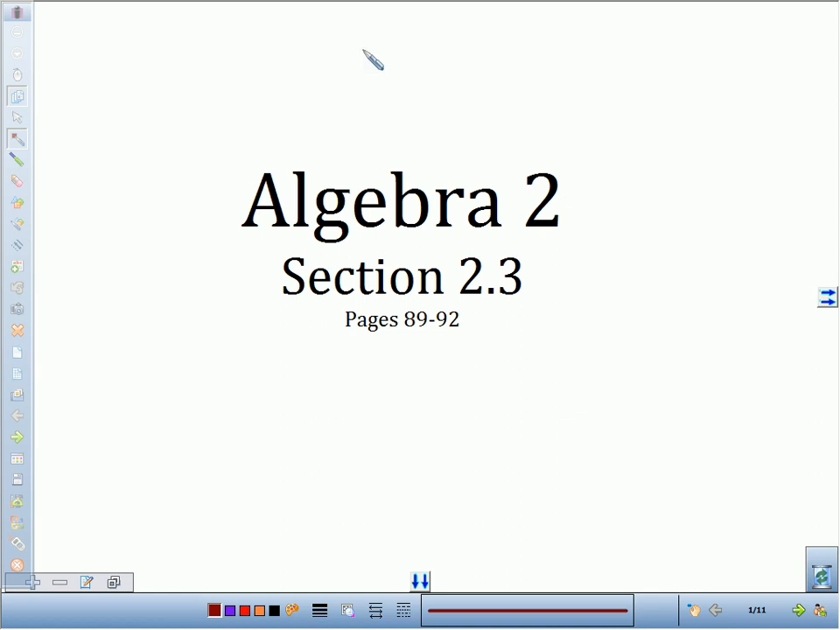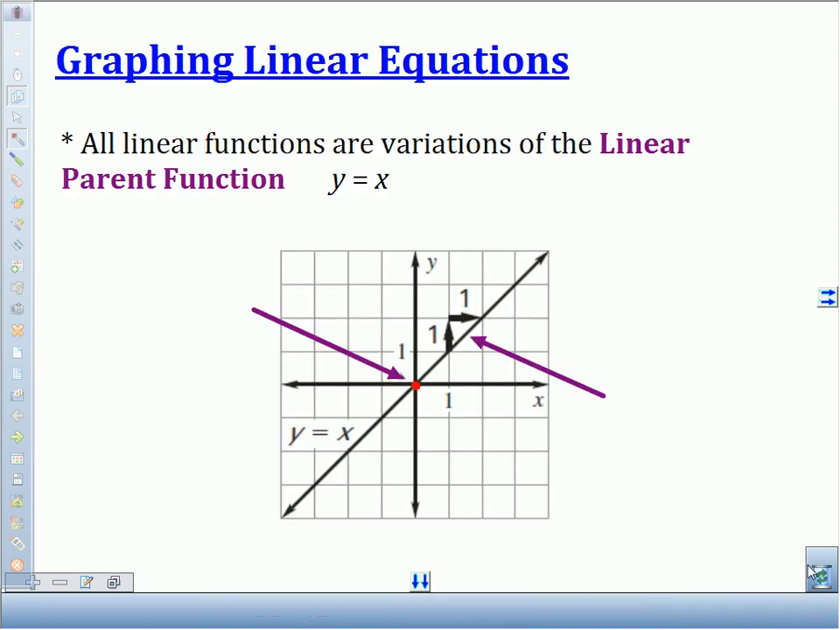These are the notes for Algebra 2, Section 2.3, pages 89 through 92 in your textbook, and they deal with graphing equations of lines. Now, the main thing that we want to start with when we're graphing equations of lines is dealing with the parent function. All lines are variations of the linear parent function. You need to remember that the linear parent function is y equals x.